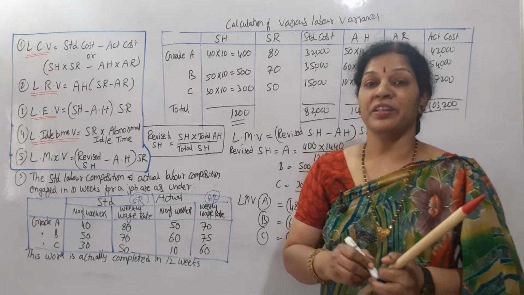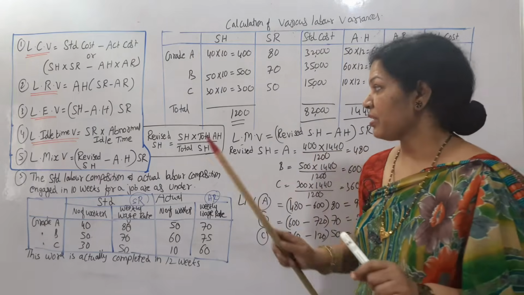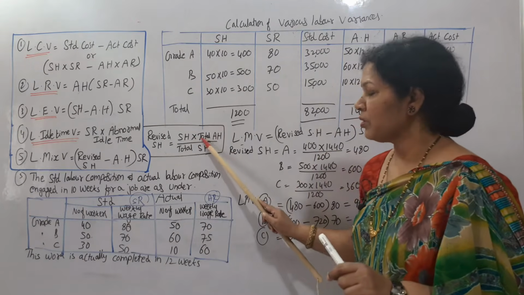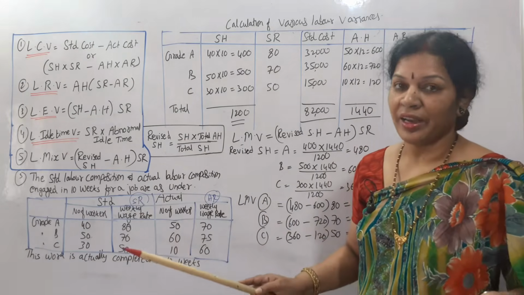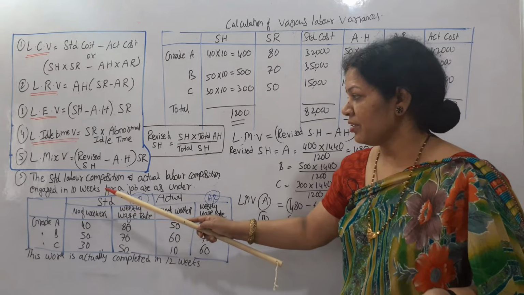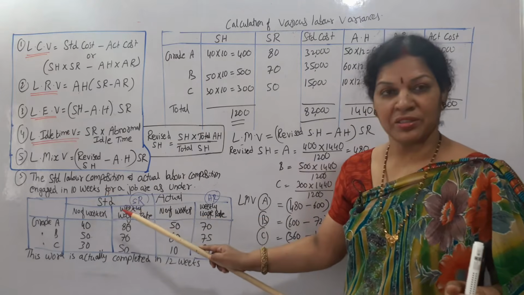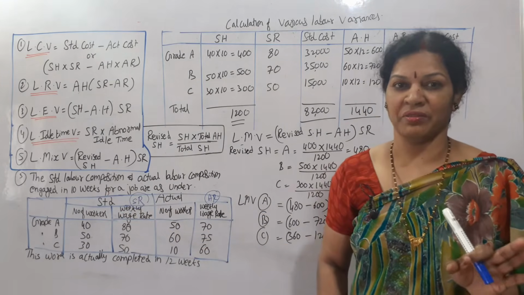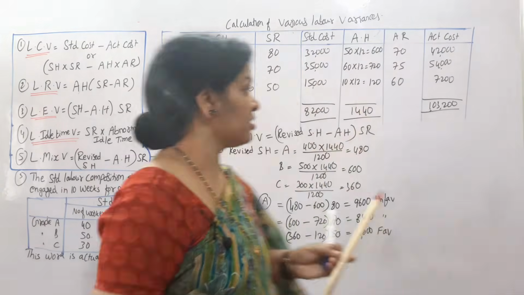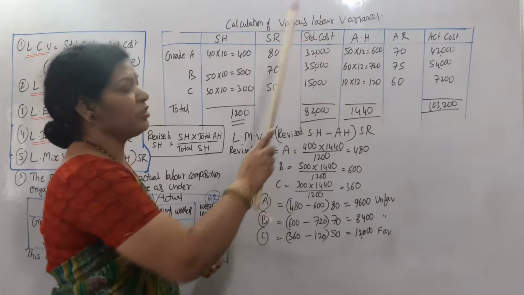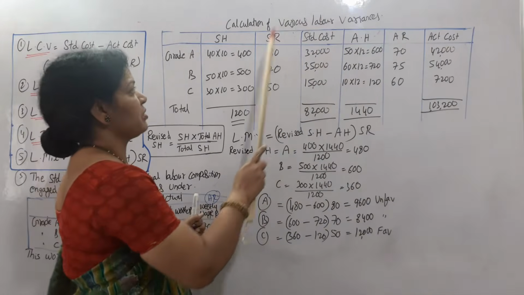We need to prepare a table. Why do we need to prepare the table? Because to know the total actual hours, total standard hours are needed, and actual hours and standard hours are both not given. So to know that we are preparing one table. This is the table I already prepared, the calculation of various labor variances.